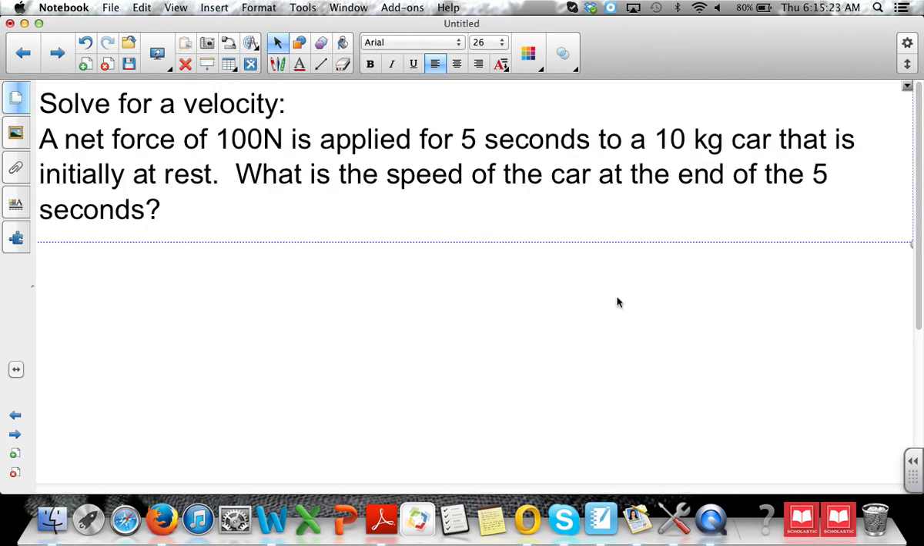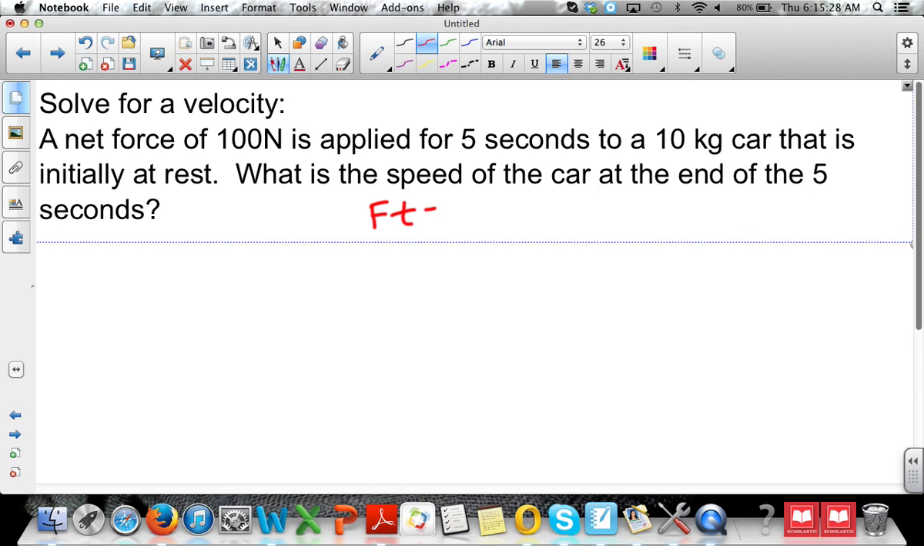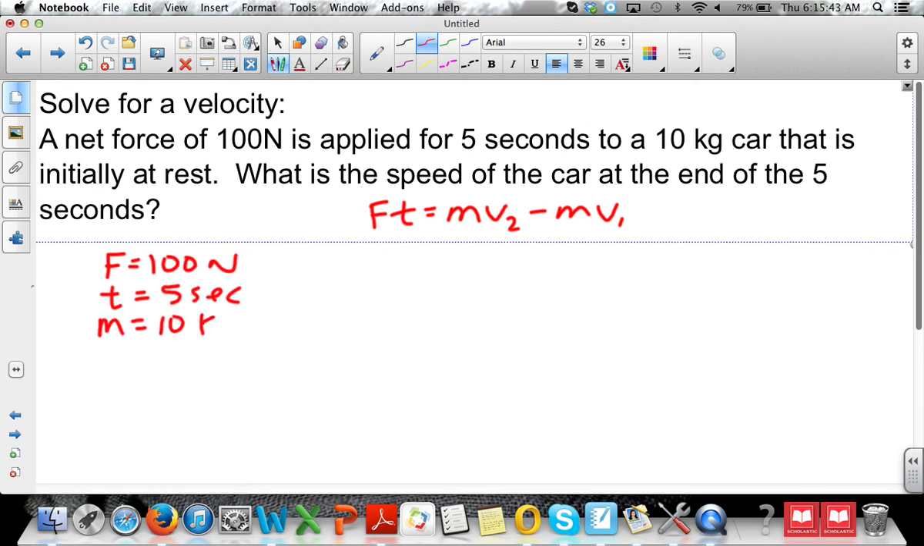Okay, next one, solving for a velocity. So, once again, write your formula. Okay, so force, the net force is 100 newtons. Time is 5 seconds. M is 10 kilograms. Let's see, it was initially at rest, so that tells me about V1. V1 is the initial. So V2, what is the speed of the car at the end of those seconds? So V2 is the one I don't know. Alright, so plug everything in.